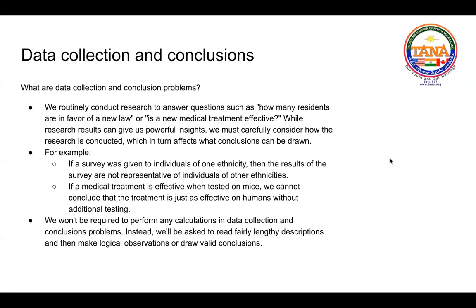So for example, if a survey was given to individuals of one ethnicity, then the results of the survey are not representative of individuals of other ethnicities. And if a medical treatment is effective when tested on mice, we can't conclude that the treatment is just as effective on humans without additional testing. And we won't be required to perform calculations in data collection and conclusion problems. Instead, we'll be asked to read fairly lengthy descriptions, and to make logical observations or draw valid conclusions.